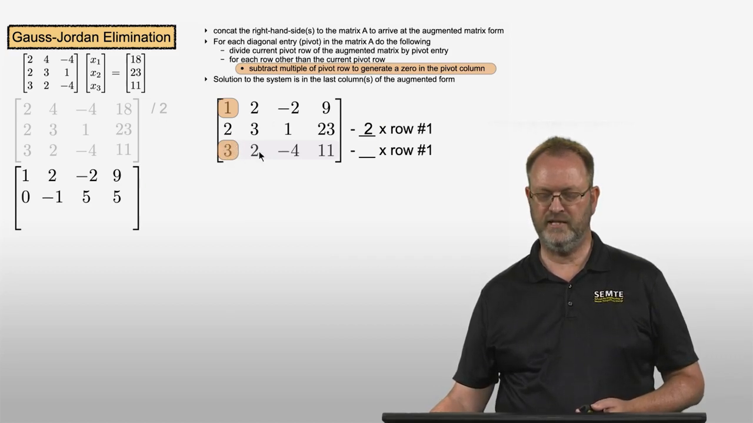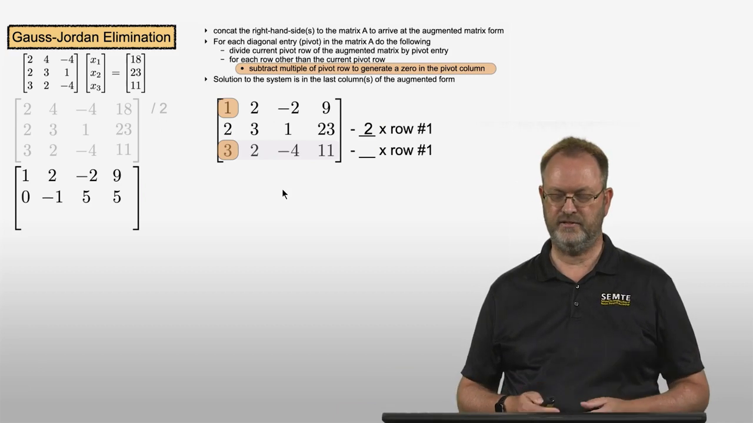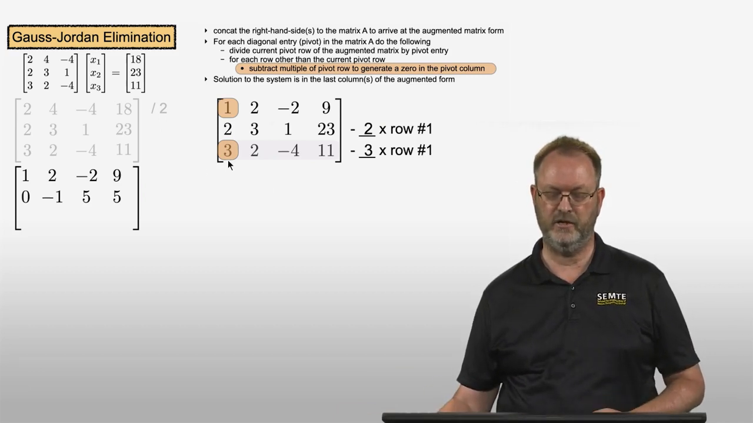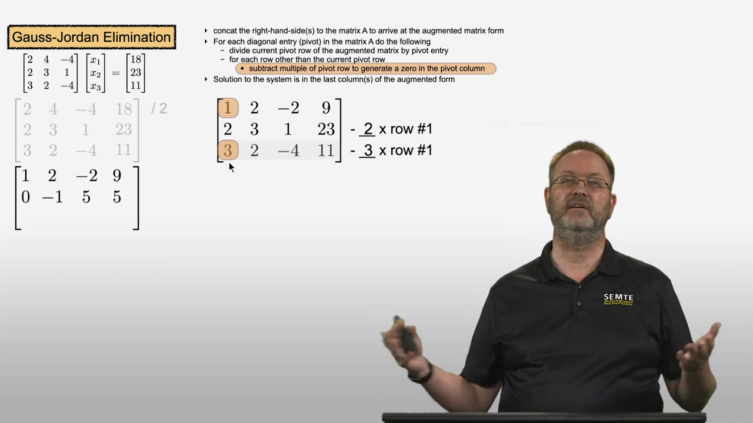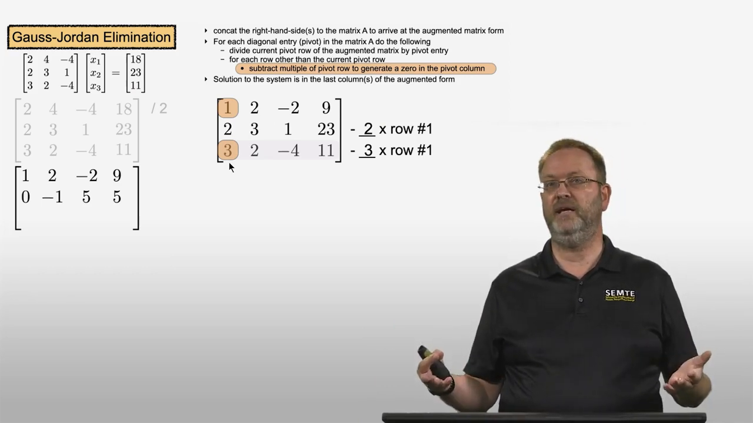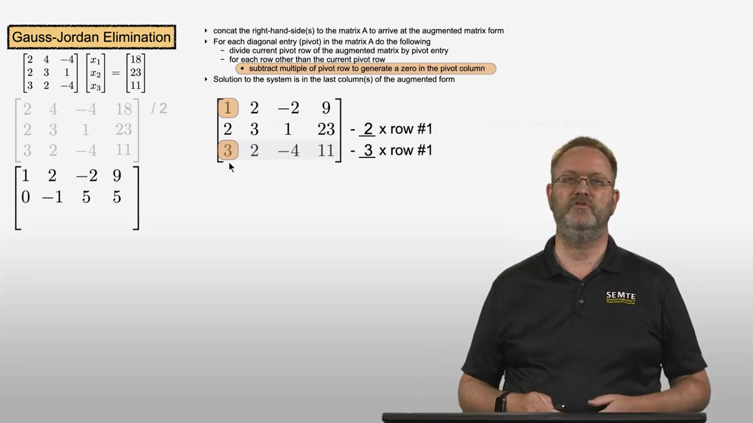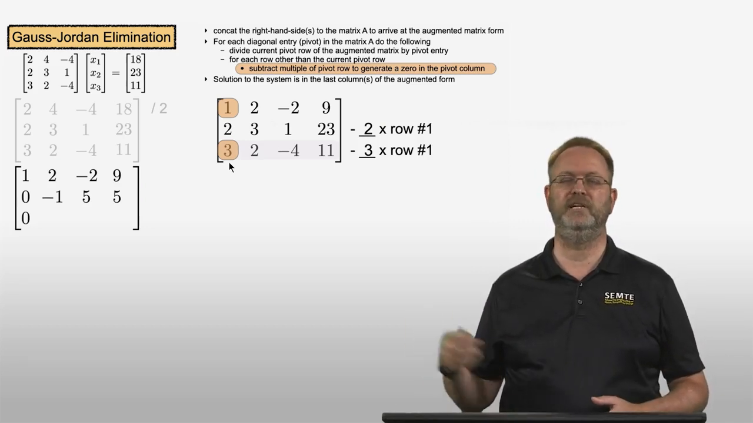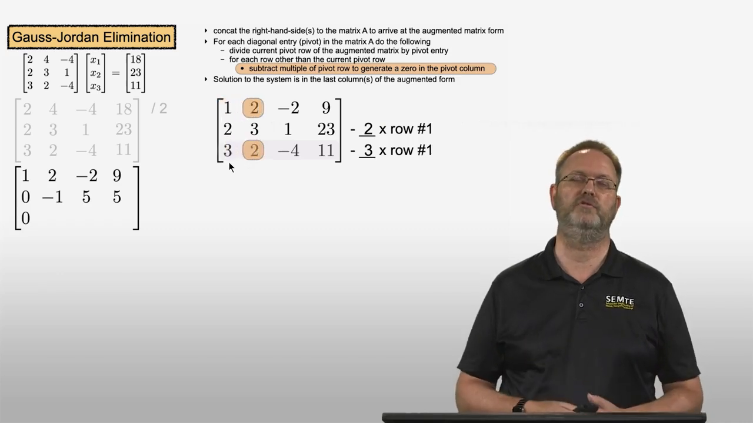So the question is, what is the multiplier for row number 1 that if I subtract the result from row number 3, I will get a 0 in this position? Well, that multiplier is the 3 that is right there, right? Because I first turned my pivot into a 1, so therefore to generate the 0 here, my multiplier is exactly this entry that I want to turn into a 0. So my operation now is take the row number 3 and subtract from it 3 times row number 1. So 3 minus 3 times 1, that's 0, the 0 that I wanted to generate.